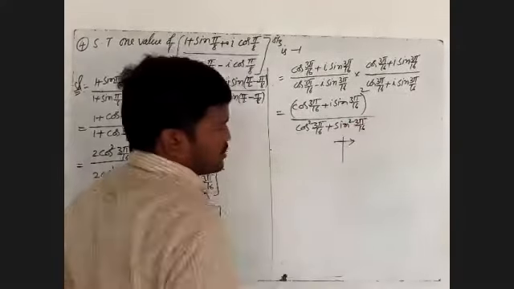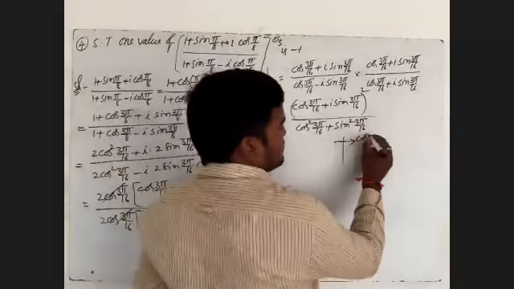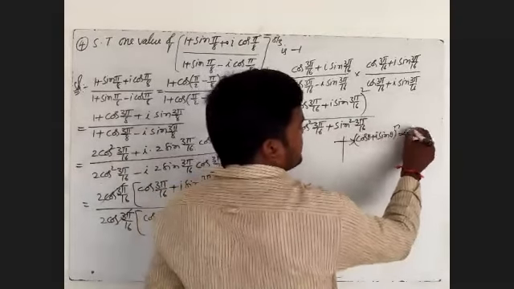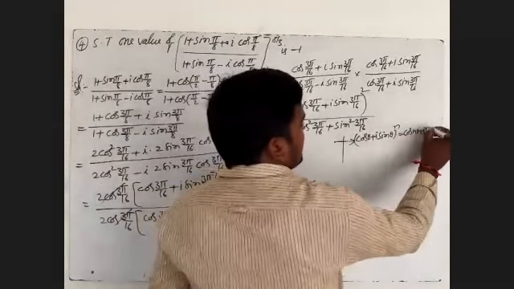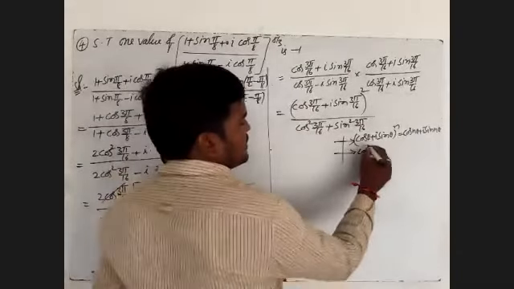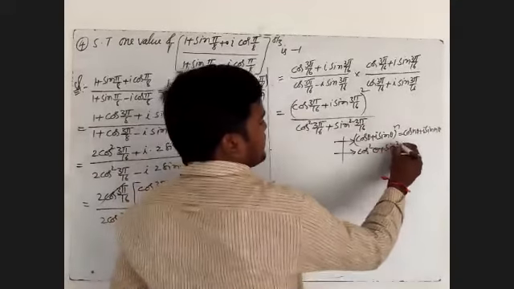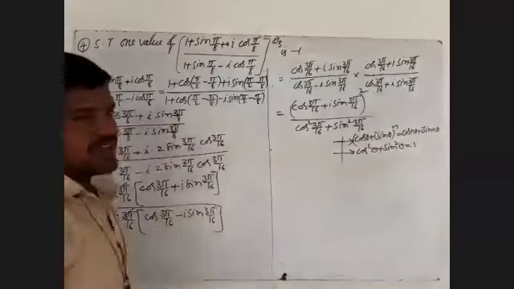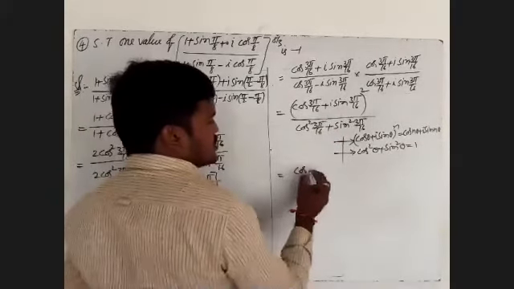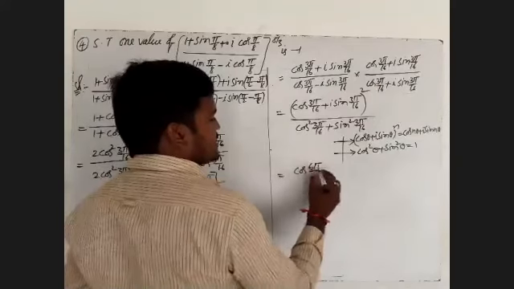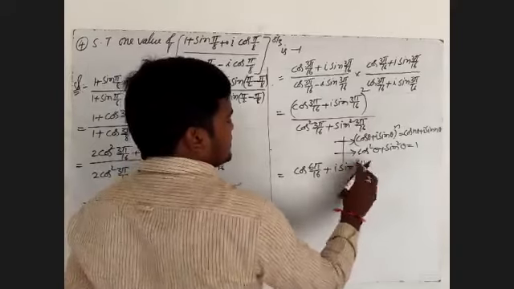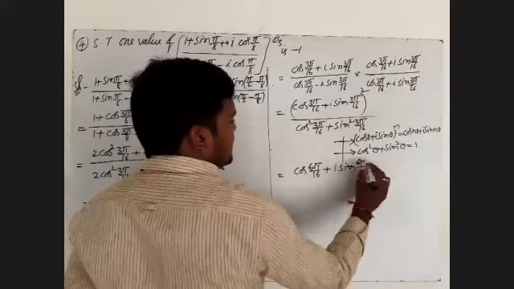We will observe the numerator is of the form (cos θ + i sin θ)ⁿ. Here we write cos nθ + i sin nθ. The denominator is of the form cos²θ + sin²θ, whose value is 1. We have to expand that, so we write cos(2 × 3π) which is 6π/16, plus i sin of 2 × 3π, which is 6π/16.